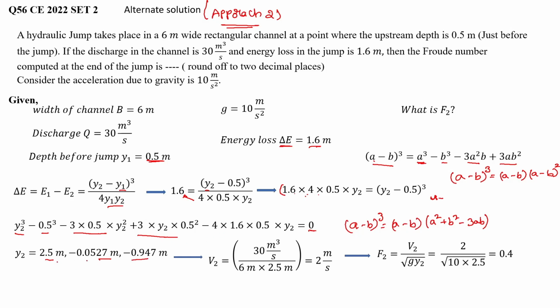One is 2.5 meter, another is 0.0527, another is 0.0947. But depth cannot be negative, so we can neglect these two. So the final depth can be 2.5 meter.